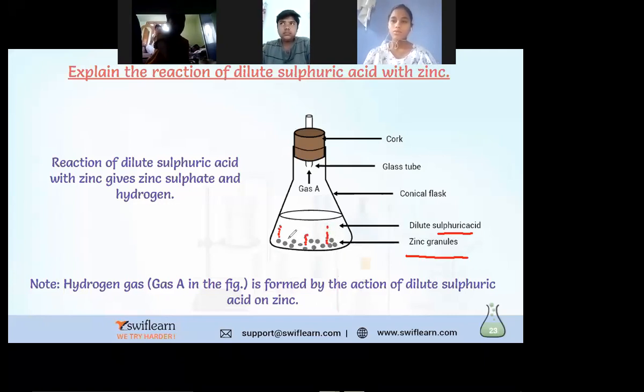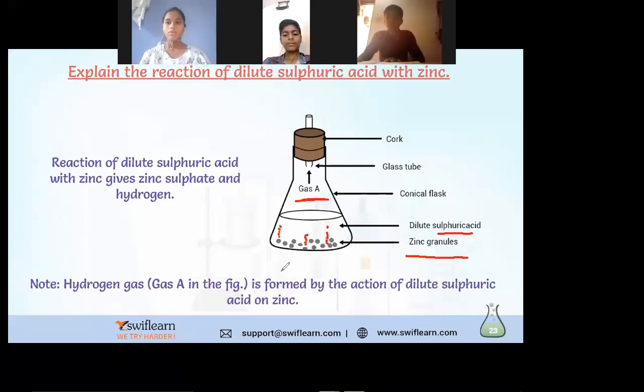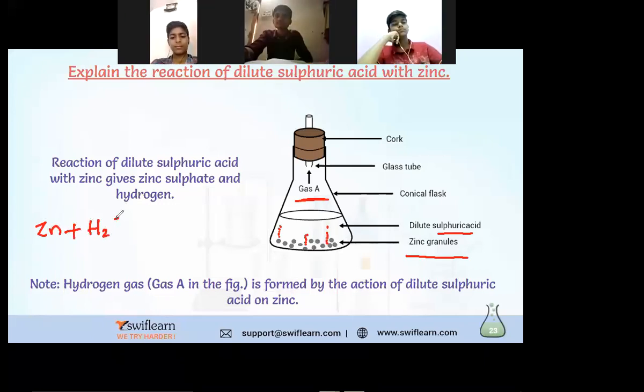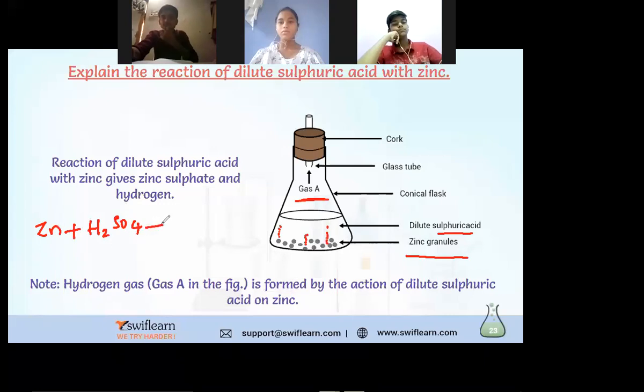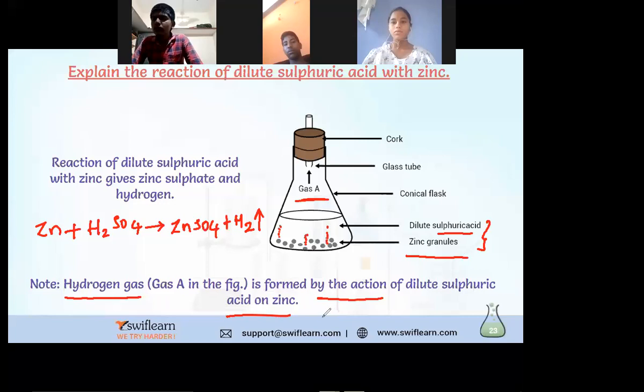So what is the gas released from this when it is dissolving in sulfuric acid solution, right? Here, when zinc crystals dissolve in sulfuric acid, what will form here? Zinc sulfate and H2. So hydrogen gas is formed by the action of dilute sulfuric acid on zinc. When these two are reacted together, zinc crystals and sulfuric acid, hydrogen gas will be released from this solution.